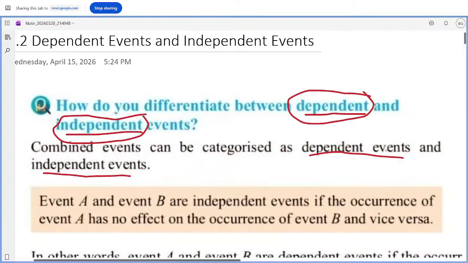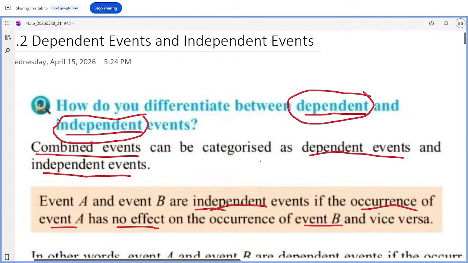Okay, dependent means 2 events will affect each other. Independent events means that 2 events do not affect each other. That's how we categorize combined events. So you can see here, event A and event B are independent if the occurrence of event A has no effect on event B. Can you see? A has no effect on B and B has no effect on A. This is what we call independent.